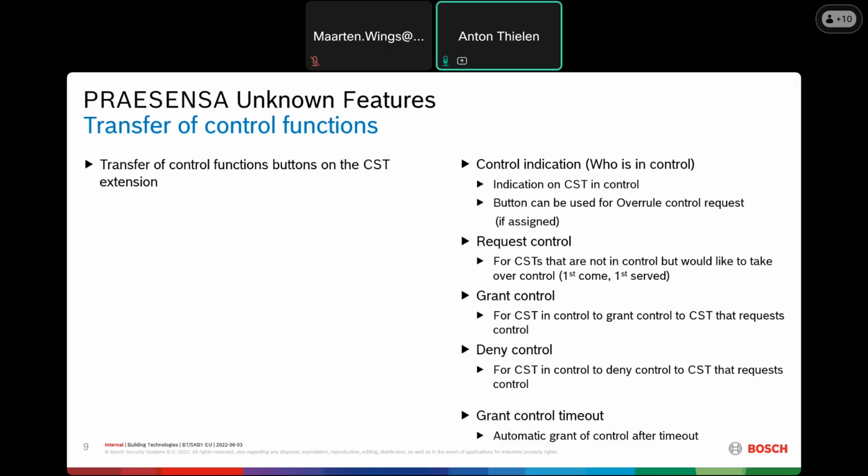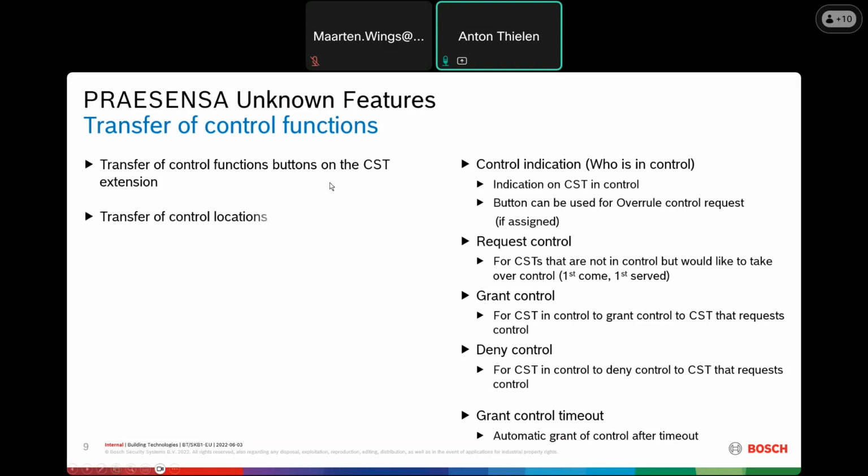With that grant control timeout, you could also do something like, if you have a call station where you don't assign this grant or deny, then it's not possible for that call station to have control, only in a regular operation. So you could play a little bit also with which functions you assign to a particular call station.